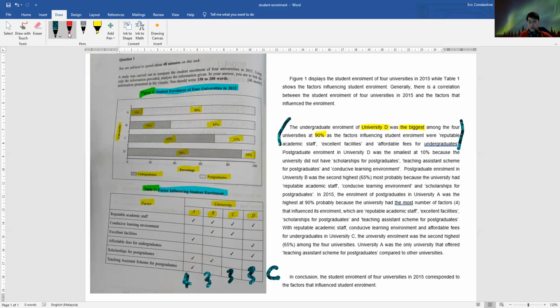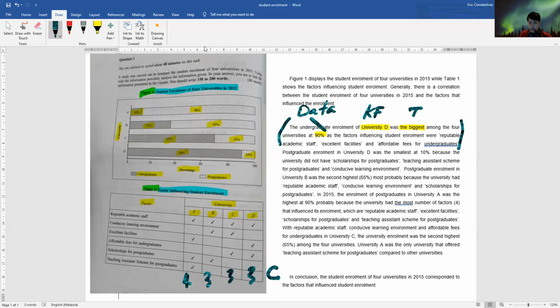All right, now the undergraduate enrollment of university was the biggest. Now this is the key feature. So I know that I mentioned the university D. Now, if you forget the name of the university, then you get zeros right away. I mean, very easy. You have not fulfilled the task. So this is the trend word, the biggest. And then we have our data here. This is the data, okay, 90%.